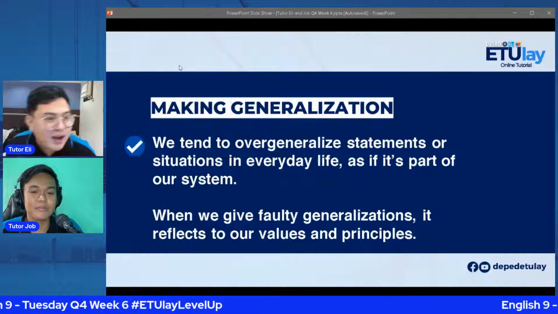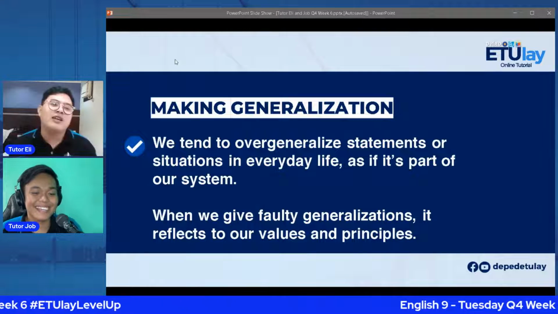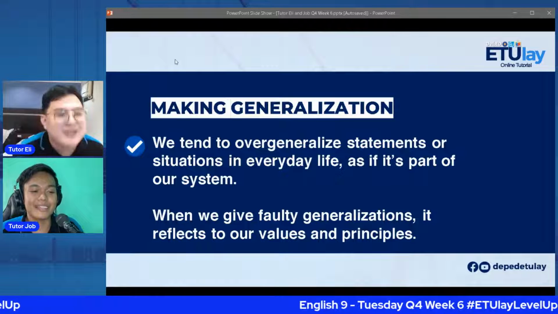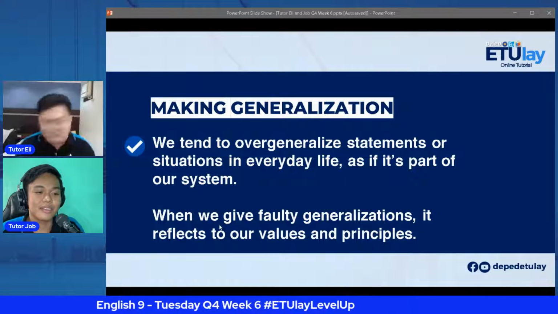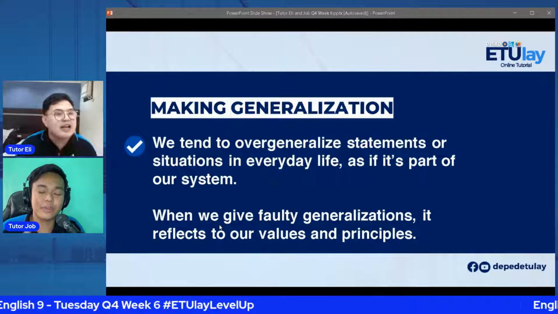Yung mga lalaki, men are trash daw. Pero hindi, not all. Now when you do overgeneralization, it's really, really faulty. So, ano dapat tandaan natin when you give that?